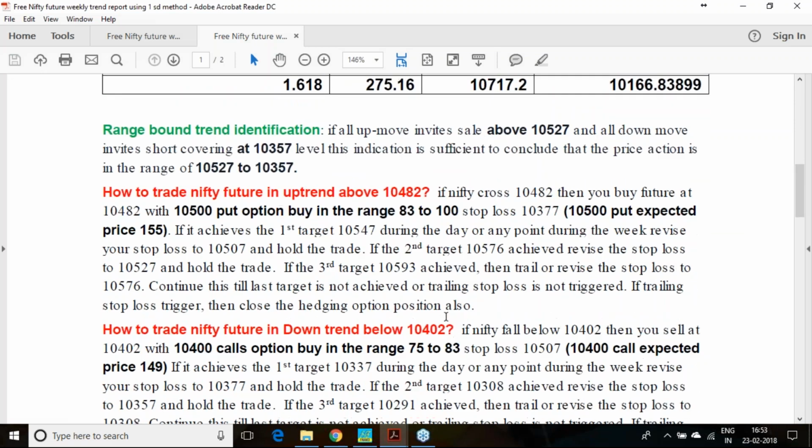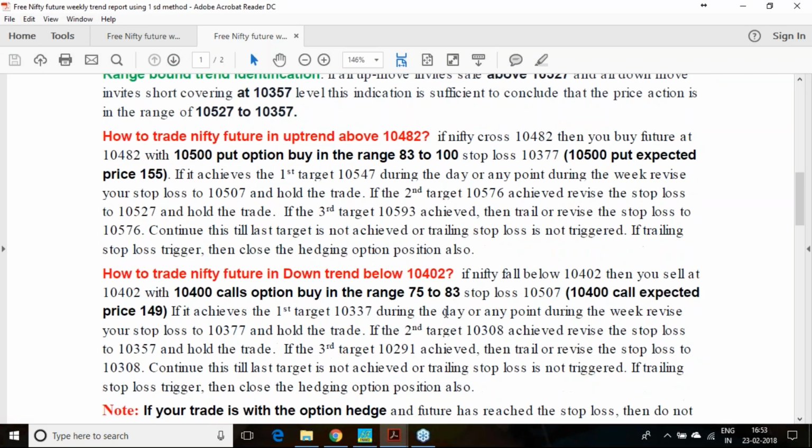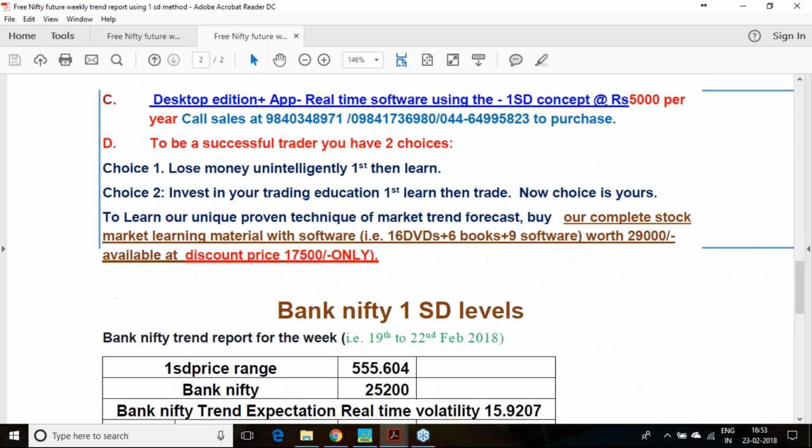If you had hedged with the option, you could have sacrificed something in the option hedging component. All in all, it was a successful week.